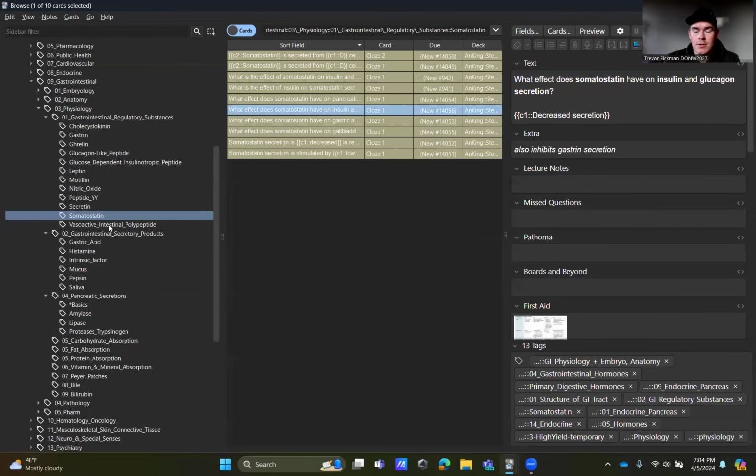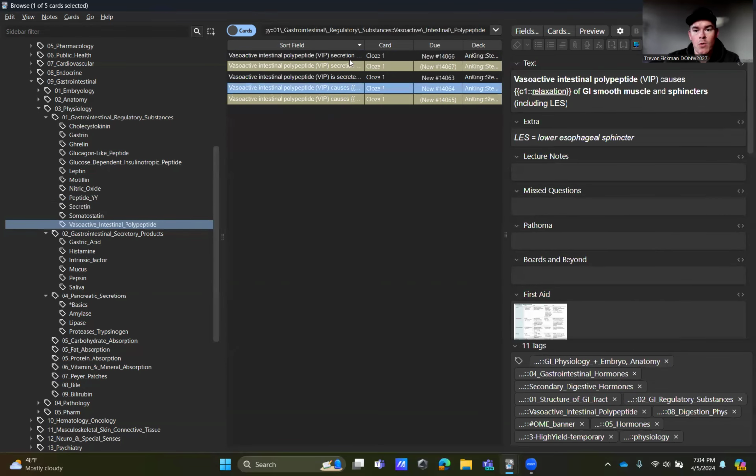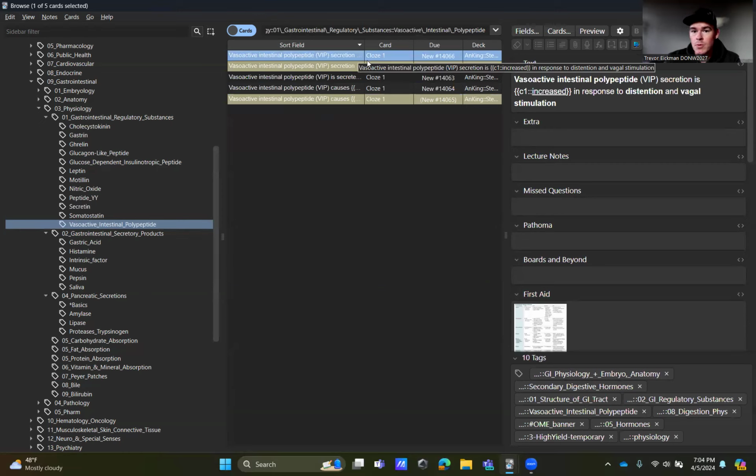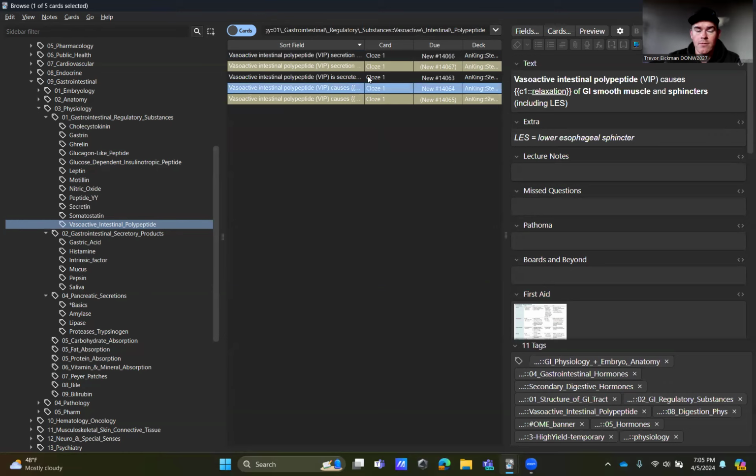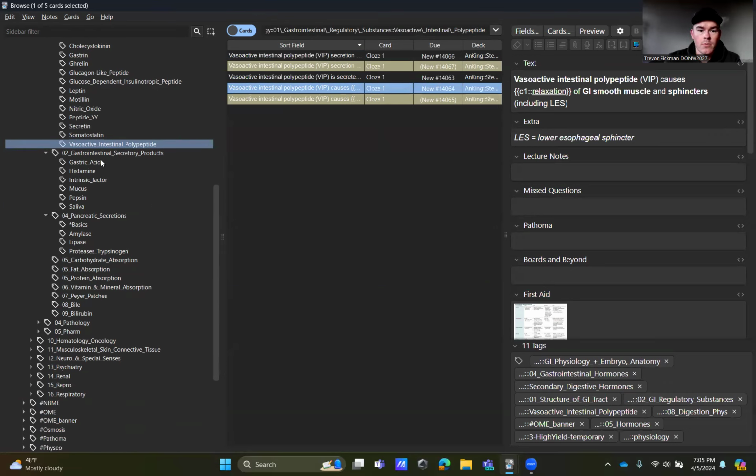Somatostatin, not yet. It's mentioned, but I just didn't dive down that rabbit hole. And then we're going to grab the first one, skip the second, grab 3 and 4, skip the last card for VIP. Those ones are good as well. And then we're going to keep going down. We're just going to go into gastrointestinal secretory products.